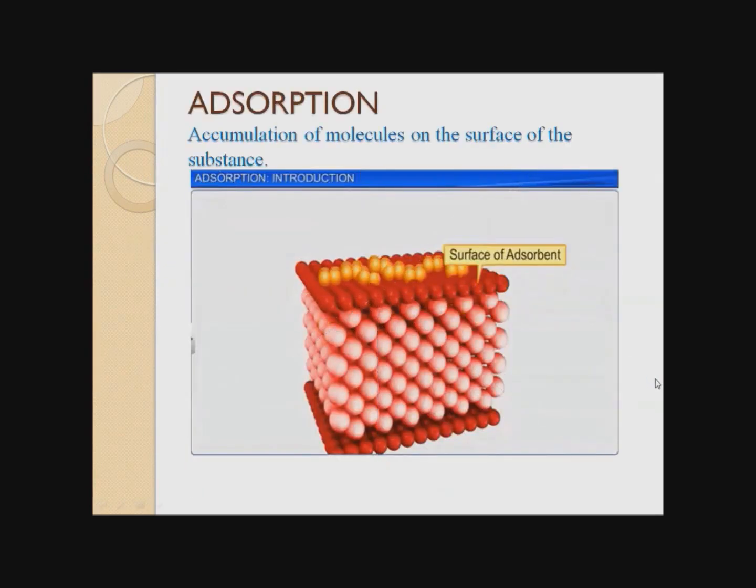Adsorption. Adsorption is the accumulation of molecules on the surface of the substance. As you can see in this figure, this is the surface of adsorbent. Adsorbent is a substance on which the adsorbate molecules get adsorbed. These are the adsorbate molecules which accumulate on the surface of this adsorbent, and this is the bulk of the adsorbent, and due to empty spaces some of the molecules from the surface go into the bulk of the adsorbent.